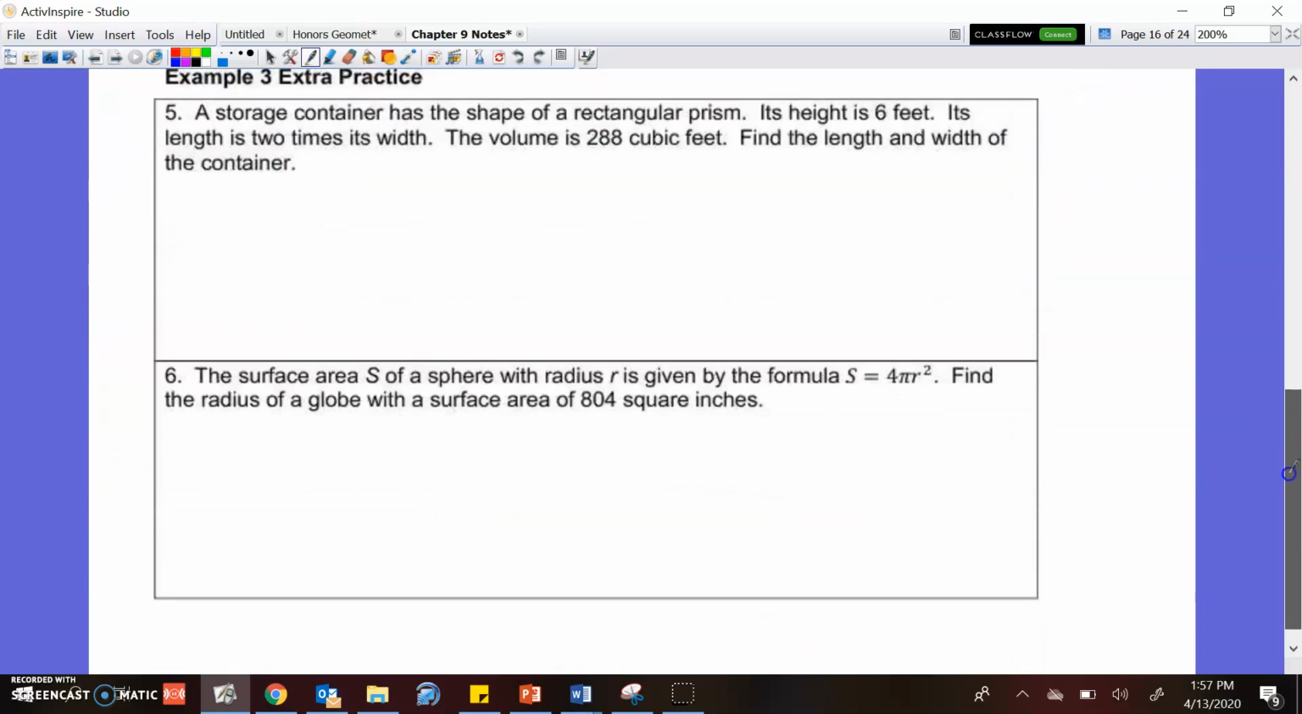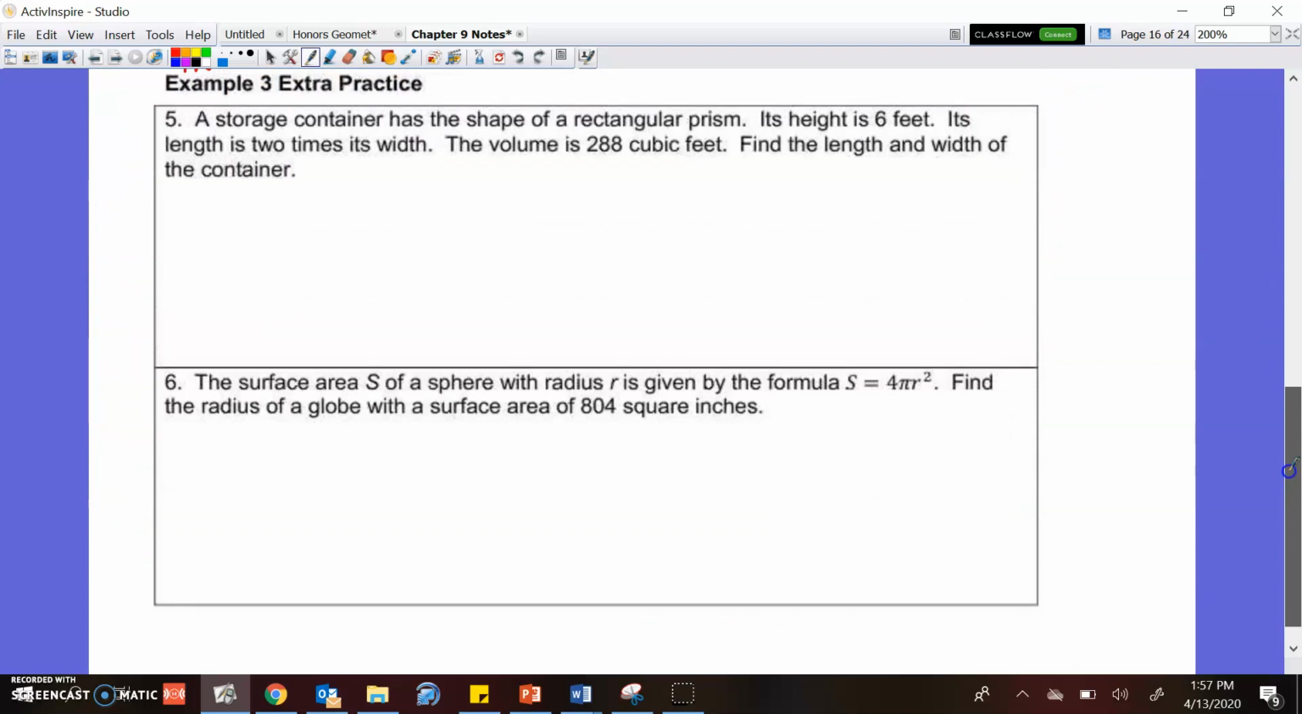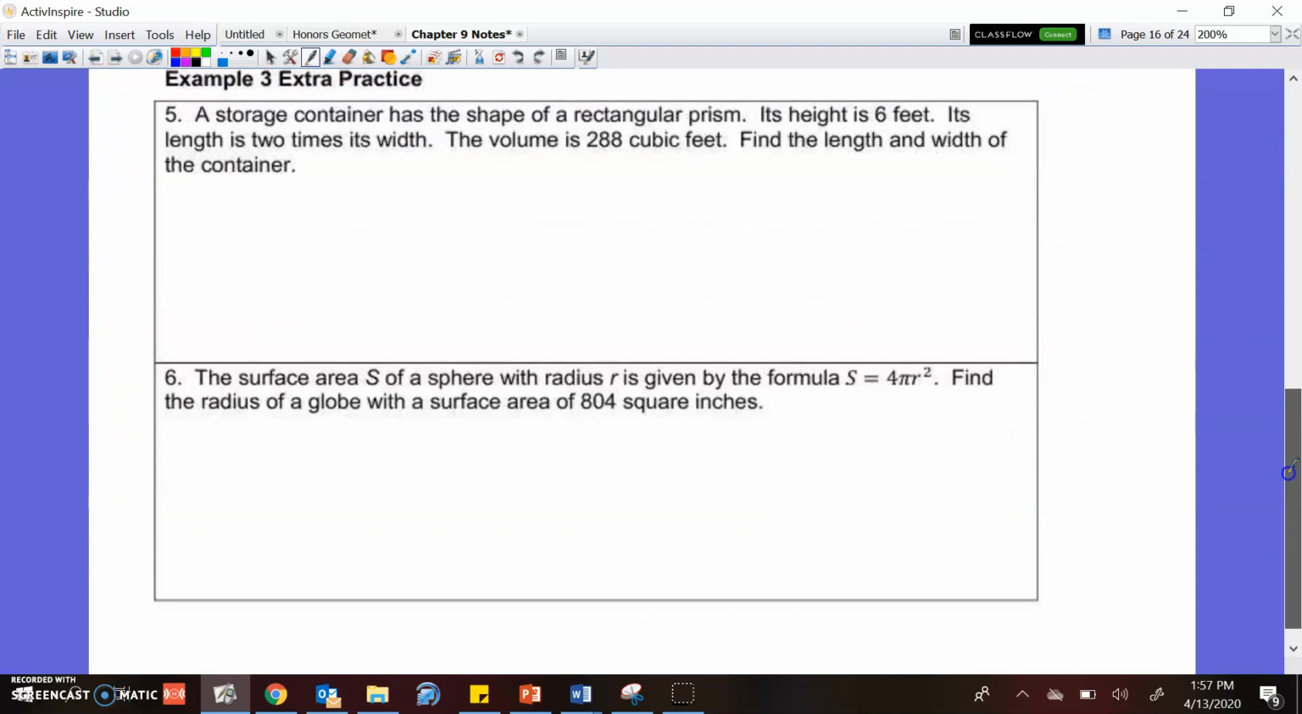Let's try the last two just to reemphasize those concepts. So 5 models that first one, we have a rectangular scenario here. There is a large storage container in the shape of a rectangular prism, which just means it's a box. I'm not sure which side is longest, but we do know we have a height of 6 feet. We also know that its length is 2 times its width. So I don't know the width, but I know the length is 2 times that, 2W.